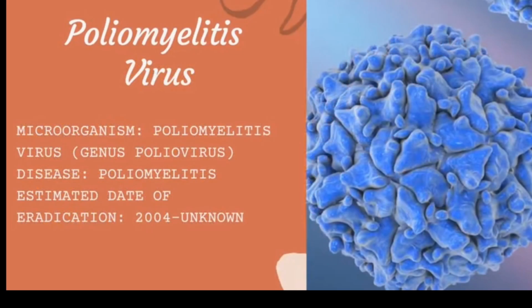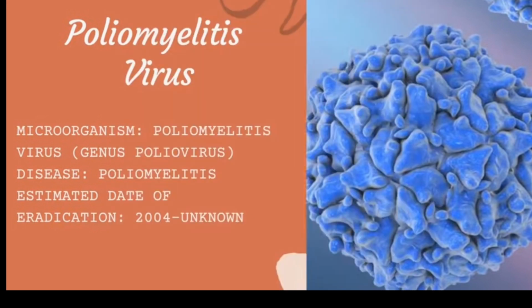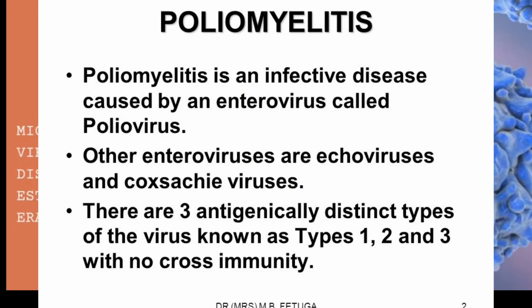For the next organism, we have poliomyelitis virus. Let's check it. I will show you some pictures. So, what is poliomyelitis virus? Poliomyelitis is an infective disease caused by an enterovirus called poliovirus. Other enteroviruses are echoviruses and Coxsackie viruses. There are three antigenically distinct types of the virus, known as type 1, type 2, and type 3, with no cross immunity.